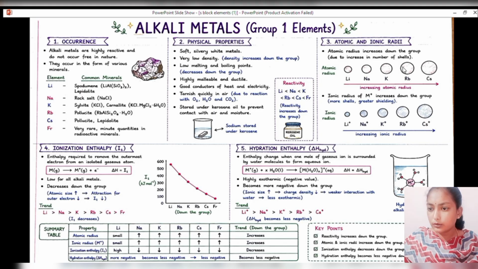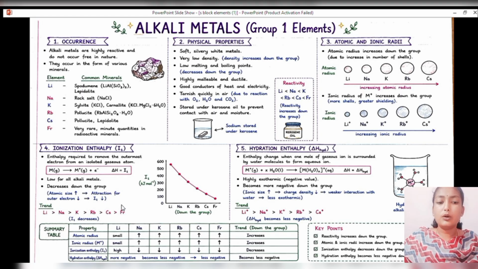But as you move down the group, the attraction between the nucleus and the outermost shell is decreasing. Are you able to understand? It is decreasing. Because of that, the last electron does not have much attraction to the nucleus, so it has very low ionization energy. Very little energy is required to remove that electron. Are you able to understand now?